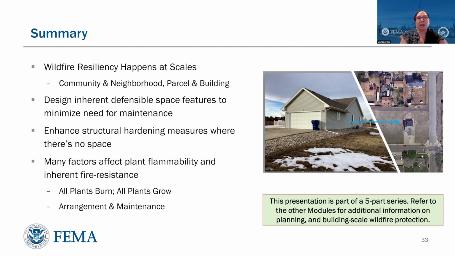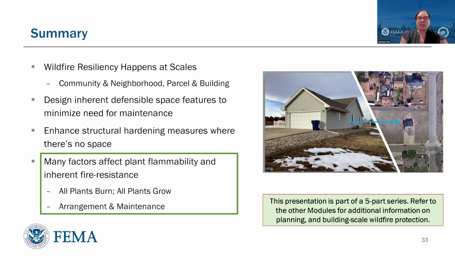But on top of that, to provide more robustness and resiliency is to think about including additional structural hardening measures for each of the individual structures along the aspects that are fronting on other buildings or properties that are in close proximity. And then finally, just the last takeaway is that, again, Amelia touched on many factors that can affect plant flammability or tree flammability, as well as the inherent fire resistance of different types of plants and trees.